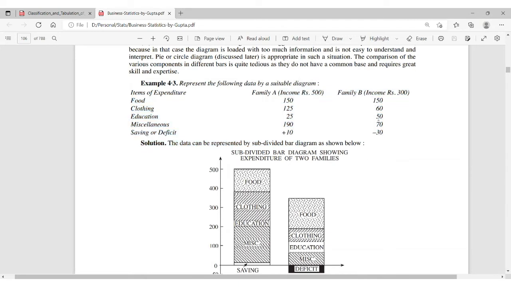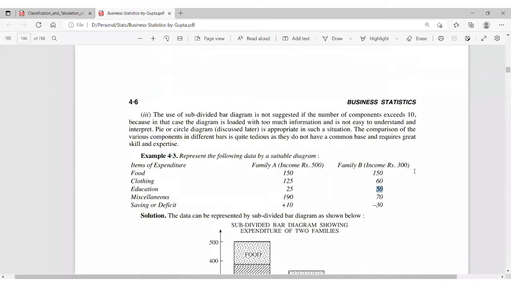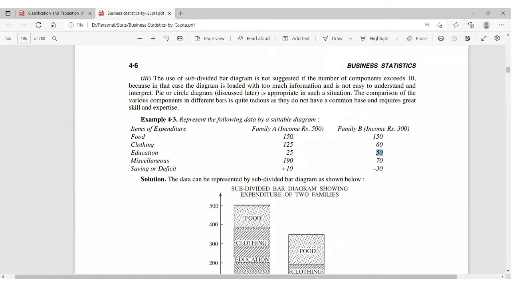150, 60, 210, 210 plus 50 is 260, 260 plus 70 is 330. Right? Income is 300, so we make the rectangle up to 300, below this line. Income is 500, income is 300. We make this rectangle for family A and family B.